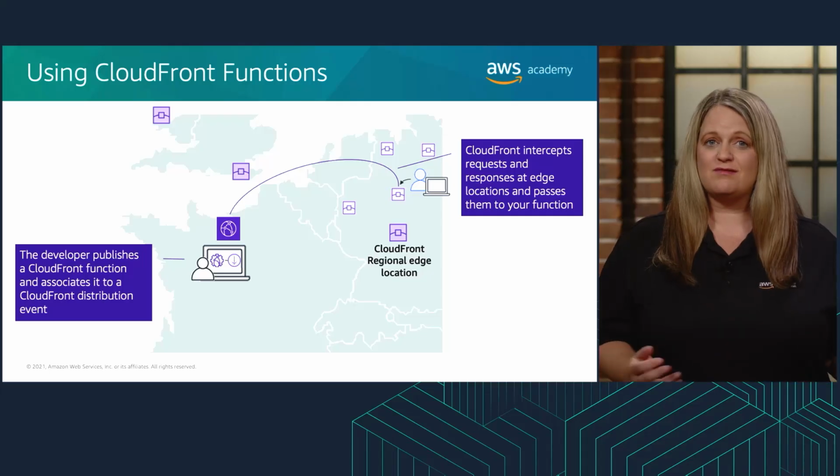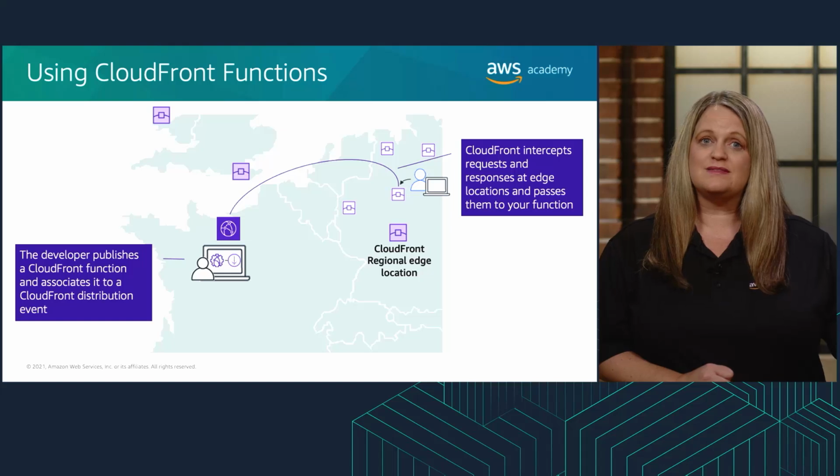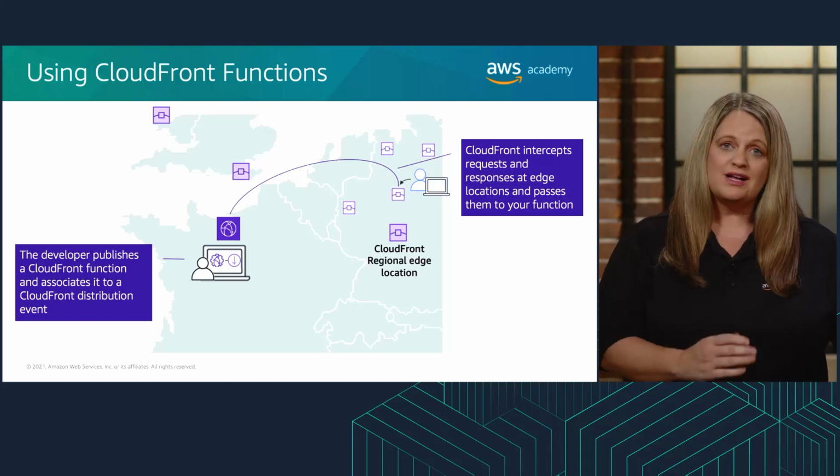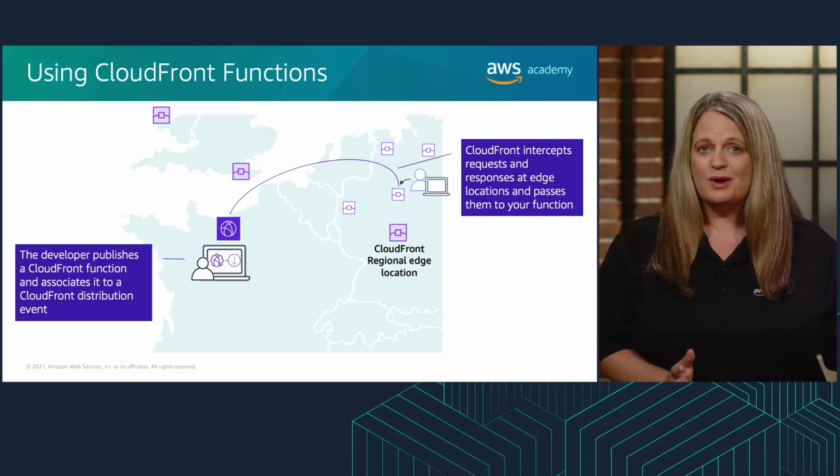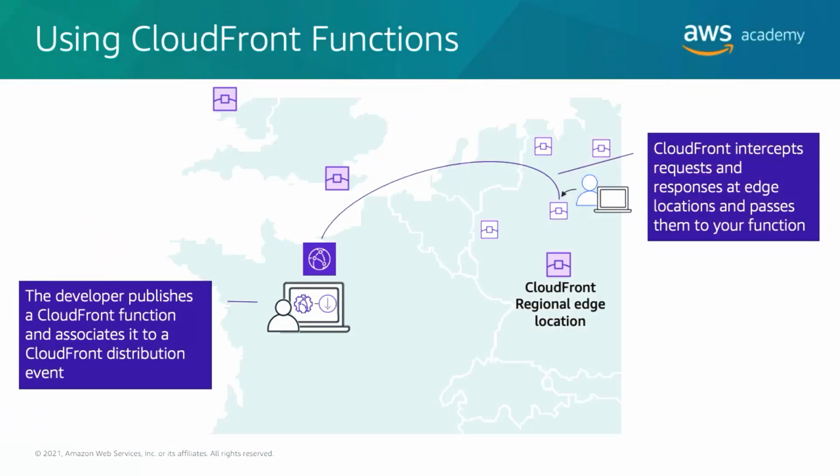Similar to Lambda at Edge, CloudFront Functions runs your code in response to events that CloudFront generates. CloudFront Functions can be invoked after CloudFront receives a request from a viewer, before CloudFront forwards the response to the viewer. When you associate a CloudFront function with a CloudFront distribution, CloudFront intercepts requests and responses at CloudFront edge locations and passes them to your function.